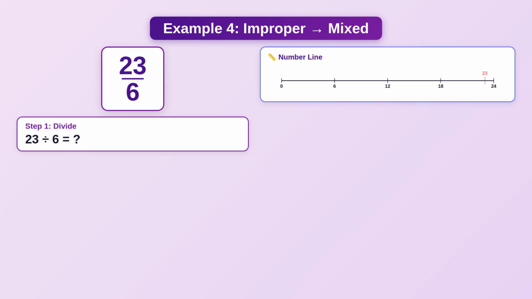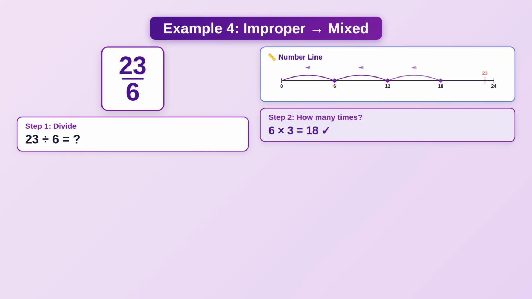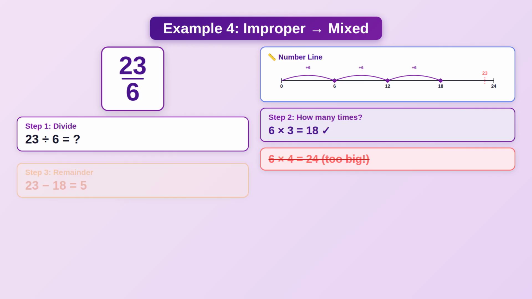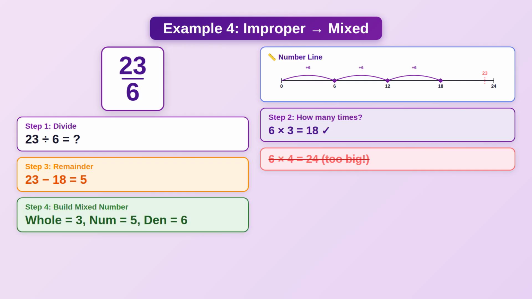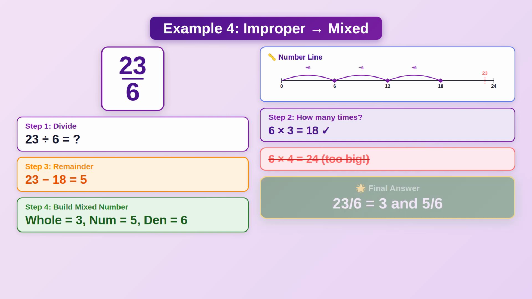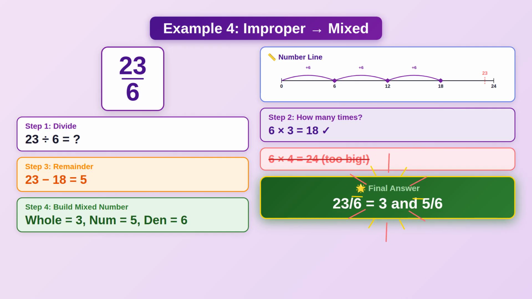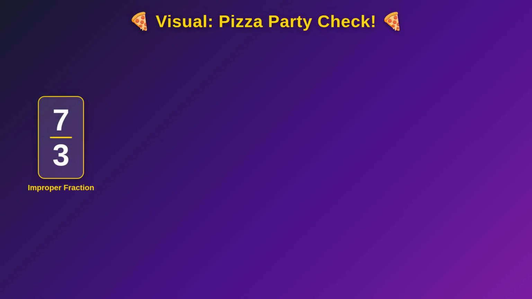One more improper to mixed conversion. Let's try 23/6. Divide 23 by 6. How many times does 6 go into 23? Well, 6 times 3 equals 18, and 6 times 4 equals 24. That's too big. So 6 goes into 23 exactly 3 times with something left over. Now find the remainder. 23 minus 18 equals 5. So the remainder is 5. Build the mixed number. Whole number is 3. New numerator is 5. Denominator stays 6. 23 sixths equals 3 and 5 sixths.